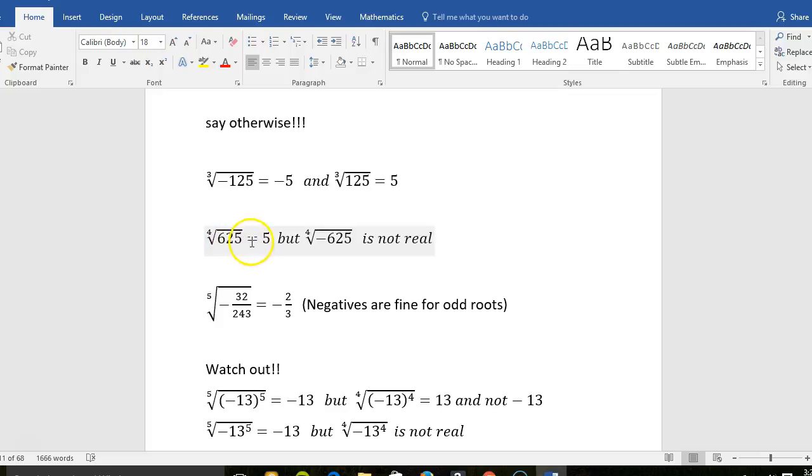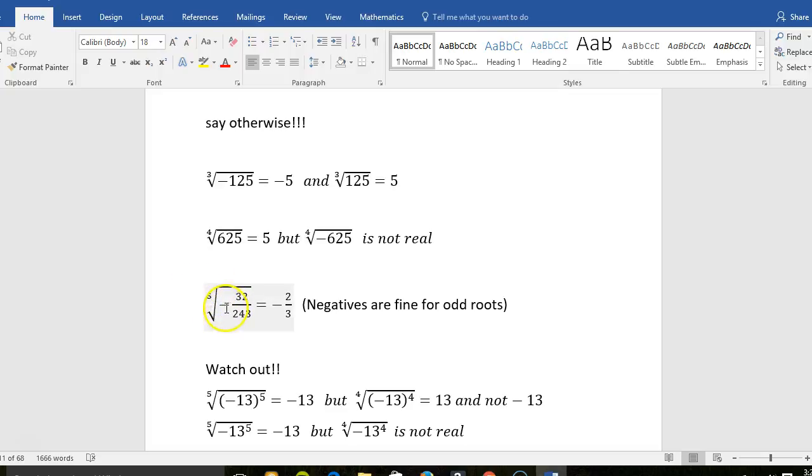The fourth root of 625 is 5, but you can't do the fourth root of negative 625 in the reals. You would actually have to use some fancy complex number stuff to do that. That would even go beyond the scope of Algebra 2, I think. You'd almost need some trig stuff to do that, De Moivre and all that. Let's not go there.